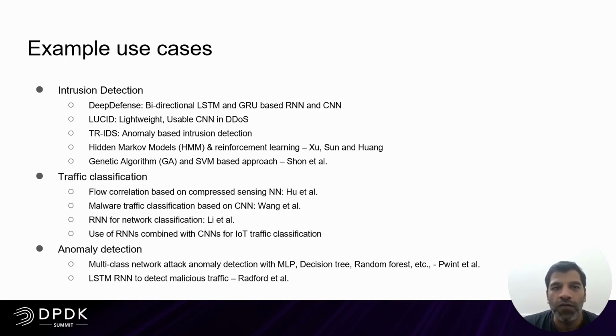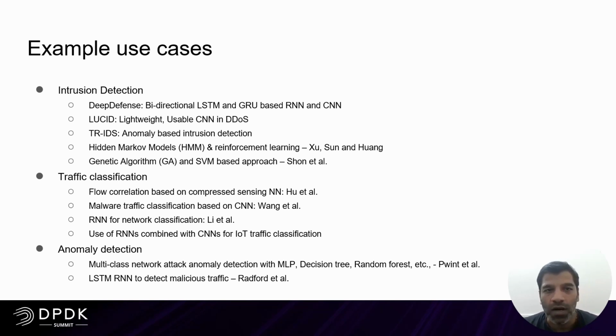Coming to the use cases of ML in the networking domain, we are seeing an increase in use of ML in areas like intrusion detection, traffic classification, anomaly detection, endpoint security, malware detection, and various other areas. Use cases for intrusion detection can include one specific model like Lucid, which is a CNN-based model that can be used to detect DDoS attacks. Another use case could be DeepDefense, which is based on a bidirectional LSTM, and also uses RNN and CNN for intrusion detection purposes.